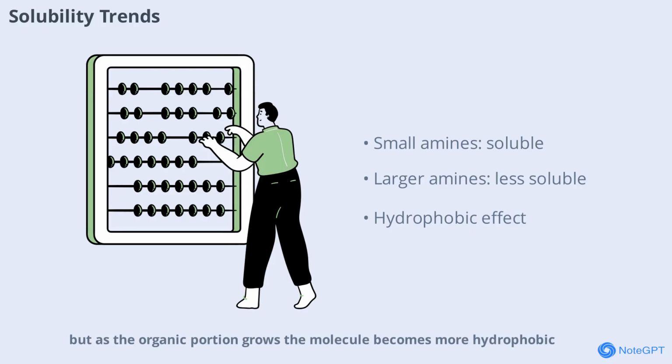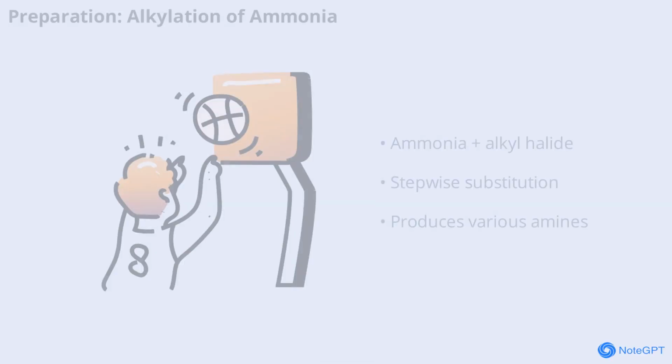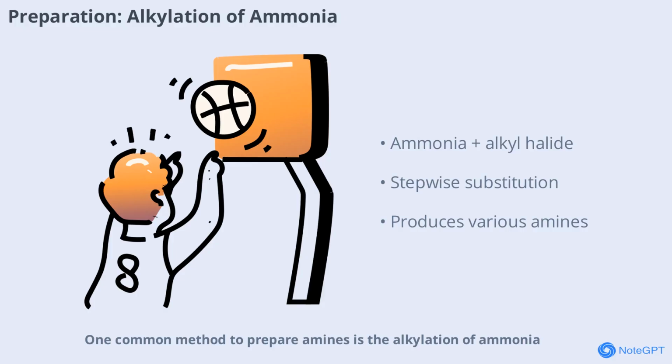Amines are notorious for their strong, often unpleasant odors. Many low molecular weight amines smell like ammonia or rotting fish. This characteristic is due to their volatility and the presence of nitrogen, which is easily detected by our sense of smell. One common method to prepare amines is the alkylation of ammonia.